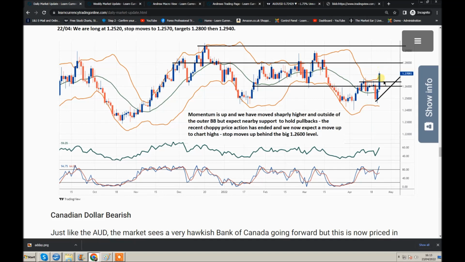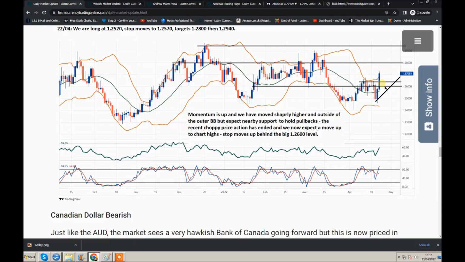However, if we continue blue, just pop the stop behind this level here. I think if we continue blue, the odds of continuation to the upside are really good. So if we do open higher, we'll bring our stop up behind first level support.